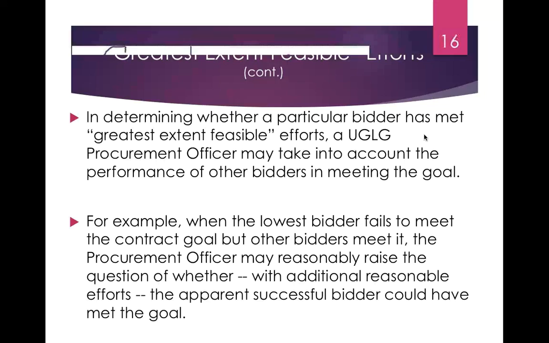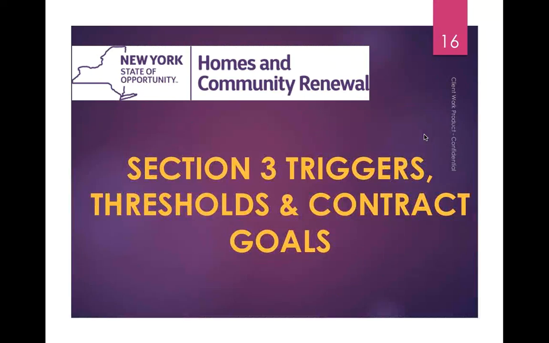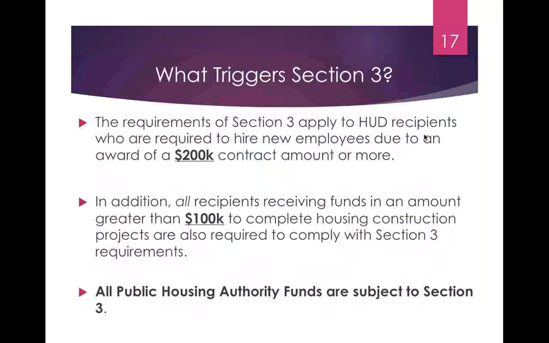Section 3 triggers, thresholds, and contract goals. What triggers Section 3? The requirements of Section 3 apply to HUD recipients who are required to hire new employees due to an award of a $200,000 contract amount or more. In addition, all recipients receiving funds in an amount greater than $100,000 to complete housing construction projects are also required to comply with Section 3 requirements. All Public Housing Authority funds are subject to Section 3.